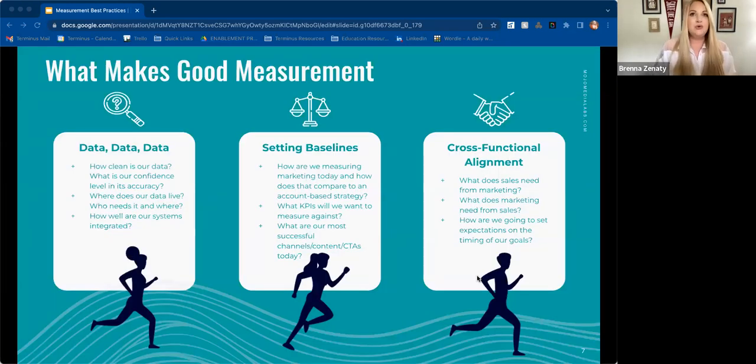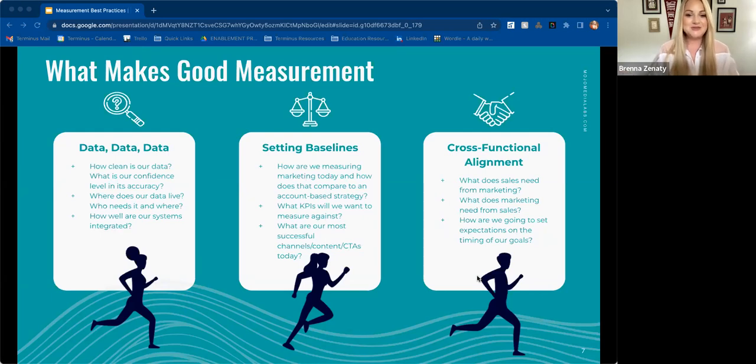All right, so I also wanted to talk a little bit about the foundational elements of a good measurement strategy. So think of these as 3 areas that you can really use as conversation starters or ways to help you self-assess where your organization falls in terms of measurement readiness or maturity. And the first is data, which is obviously paramount to being able to measure in the first place.